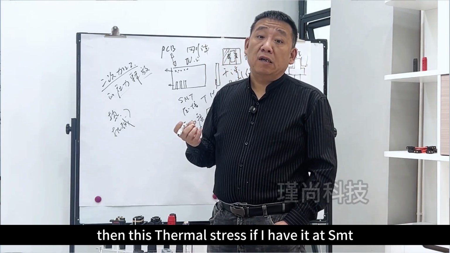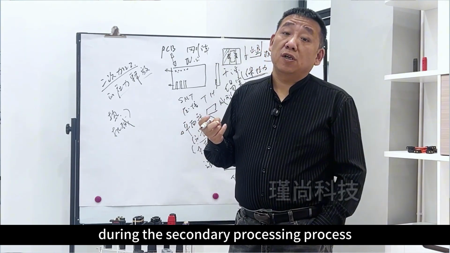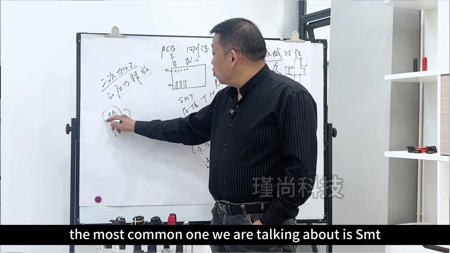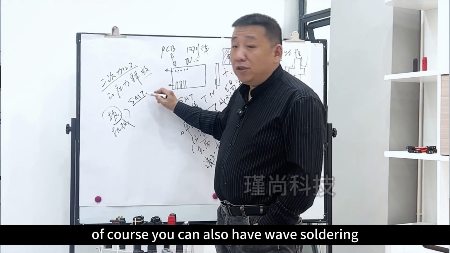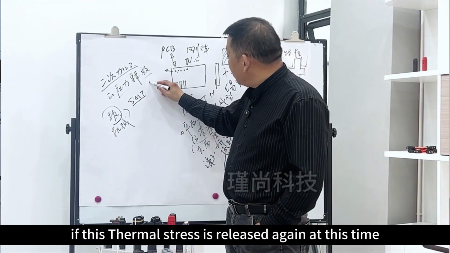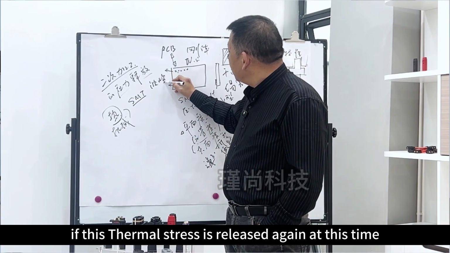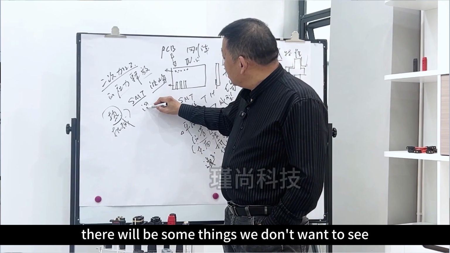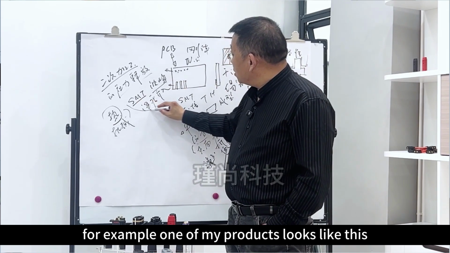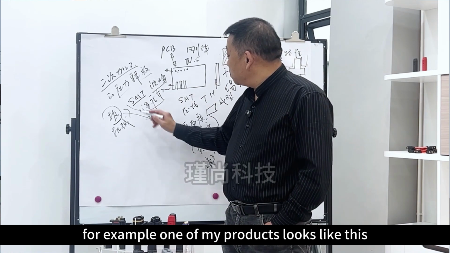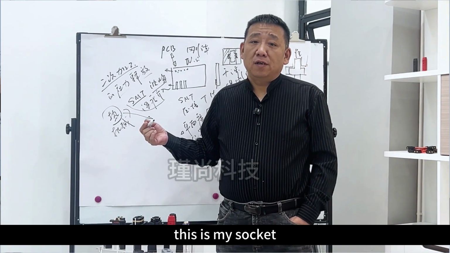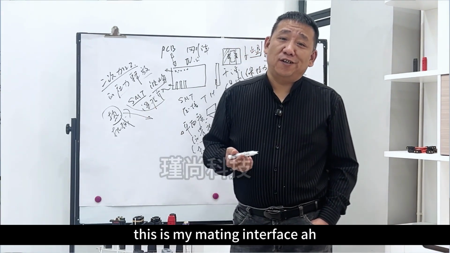Then this thermal stress, if I have it, is released during secondary processing caused by temperature. The most common one we are talking about is SMT, though you can also have wave soldering, where temperature is involved. If this thermal stress is released again, our products will show some things we don't want to see. For example, one of my products looks like this. Do these needles below need to be welded? This is an SMT needle. This is my socket, my mating interface.